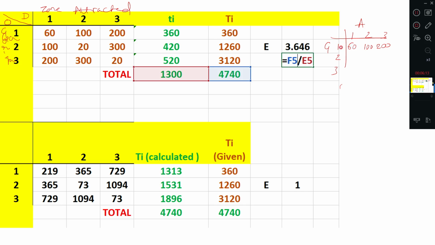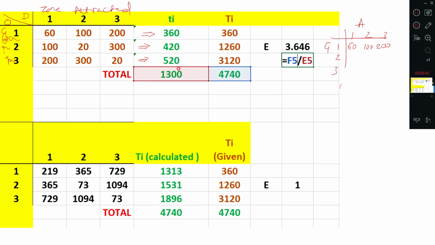With respect to generation and attraction, they will be giving the numbers. Those things you put up in the matrix as it is. The next step is to calculate the total number of trips generated from zone 1. Here it is 100 plus 200 plus 100 plus 60, so 360 trips are generated. Similarly, from zone 2, 420 trips are generated, and from zone 3, 520 trips are generated.